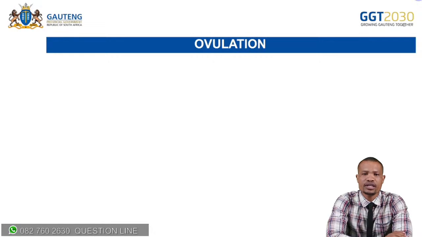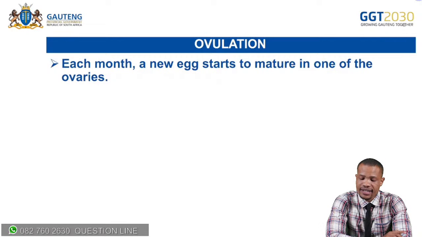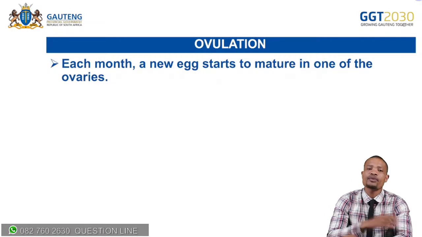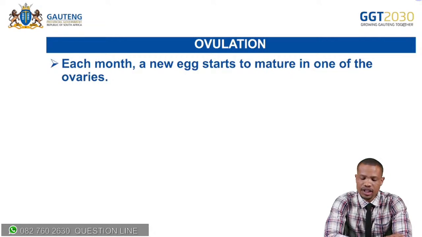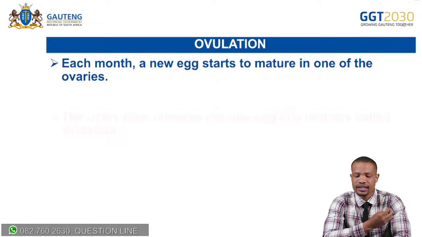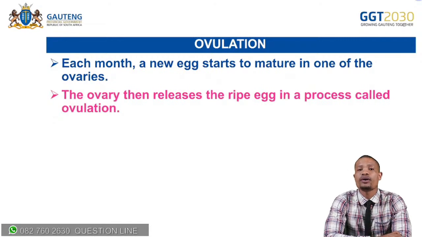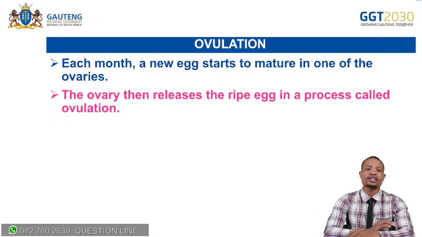What is ovulation? So each month, a new egg starts to mature in one of the ovaries, right? Remember we said the ovaries produce what? They produce eggs, right? So each month, a new egg will start to mature. It will become ripe, and as it gets ripe, the ovary will then release this egg during a process called what? Ovulation. So during ovulation, a ripe egg is released from one of the ovaries.